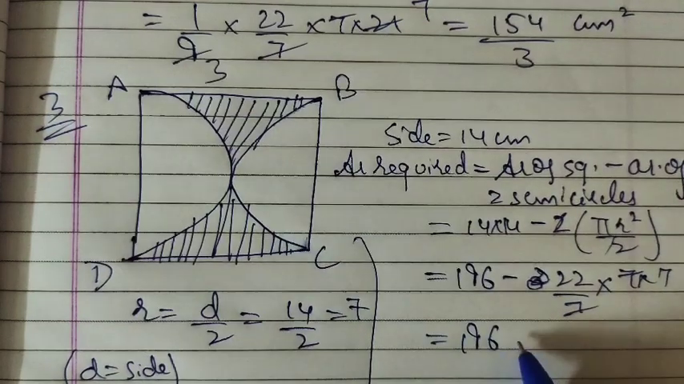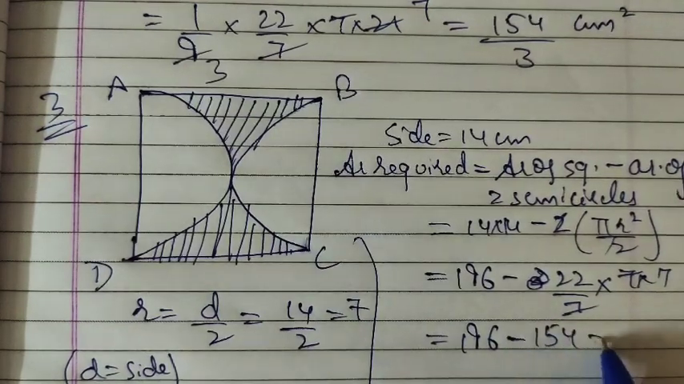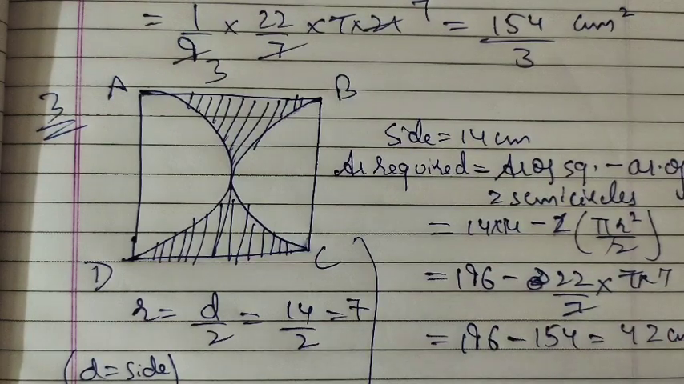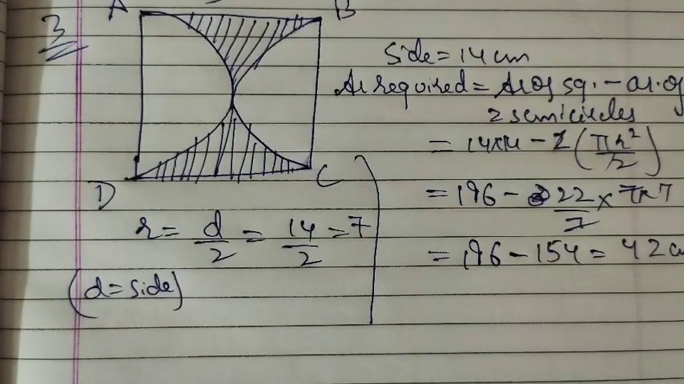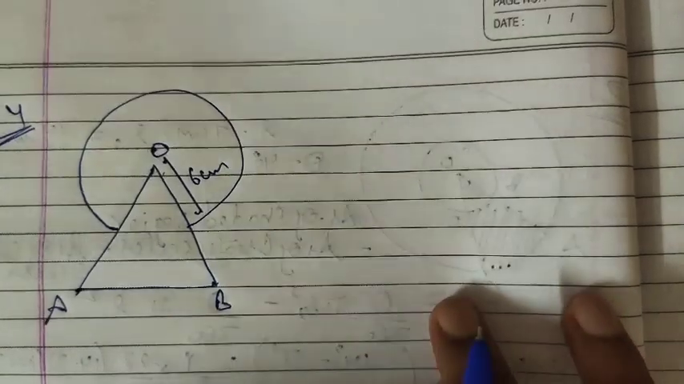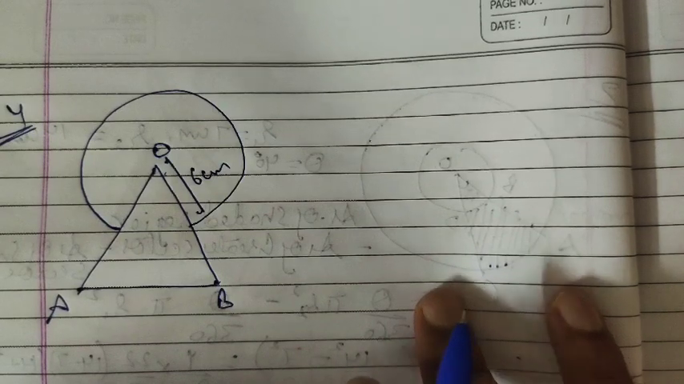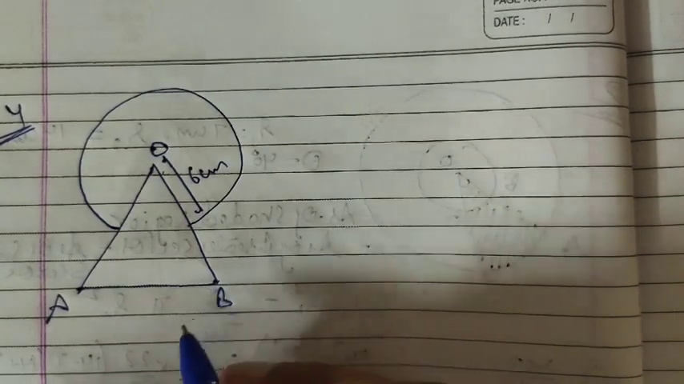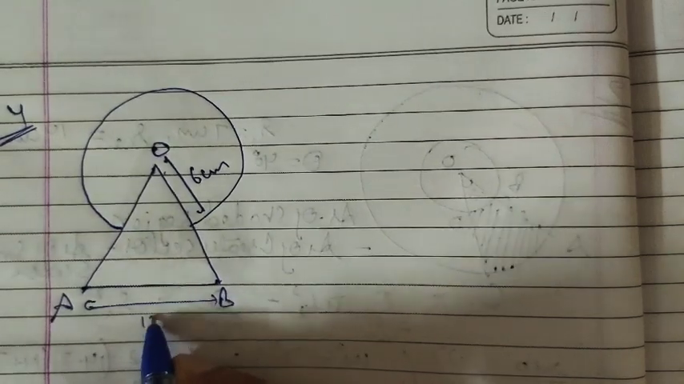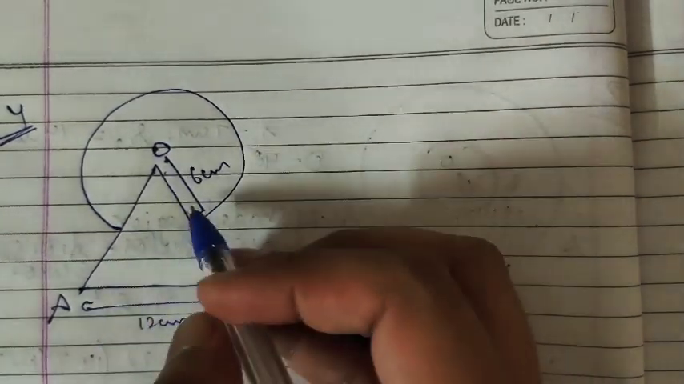196 minus 154. So this will be 42 centimeter square. 42 centimeter square is the answer of this question, third question. Now in this we have to find out the area of the shaded region where OAB is an equilateral triangle with side 12 centimeter. The side is 12 centimeter, and this is an equilateral triangle.